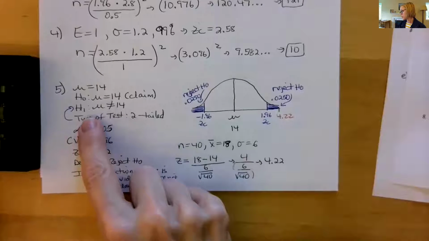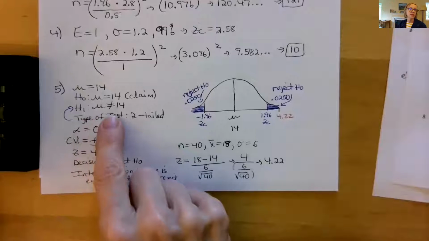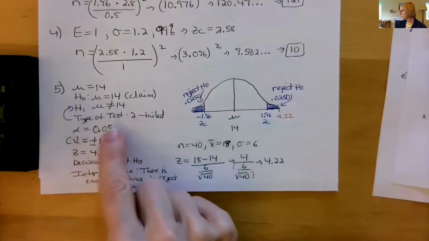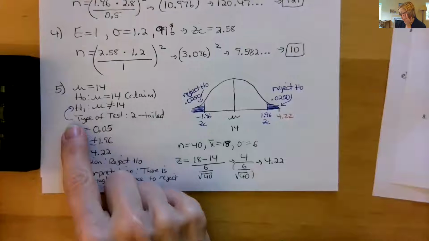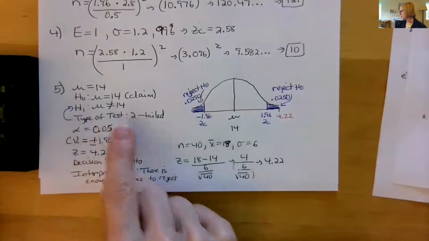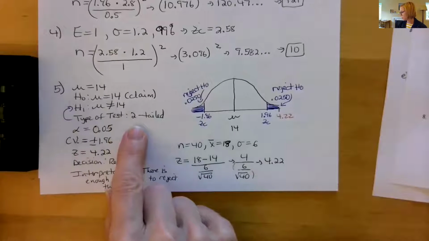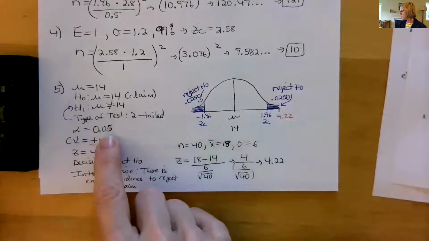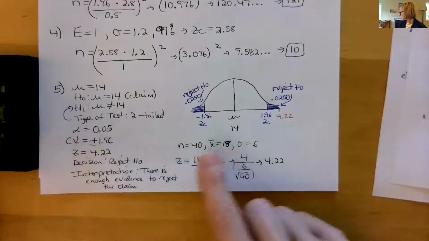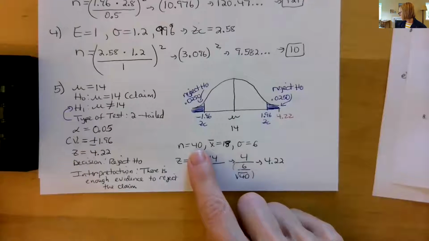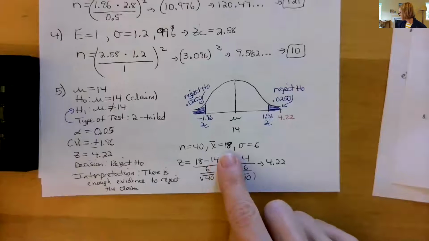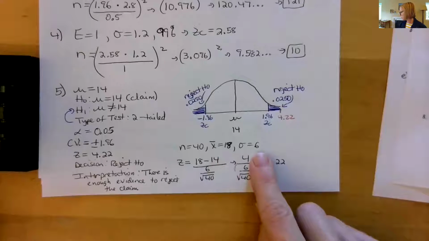So the alternative is that the mean is not 14. Could be higher, could be lower. That means the type of test that always matches to the alternative hypothesis, because it's not equal, is a two-tailed test. Could be more, could be less. So it's given to us that to test the claim, there was a sample of 40 smokers. The mean of the sample was 18 with the standard deviation from the population of 6.